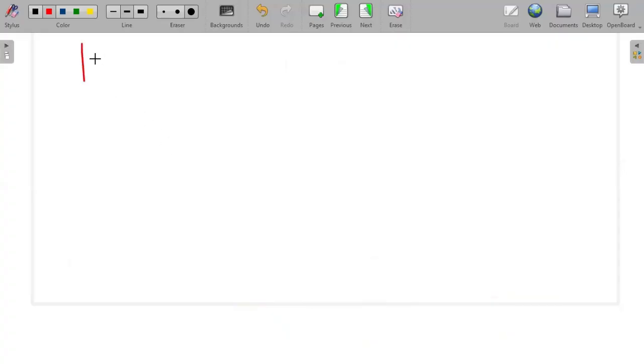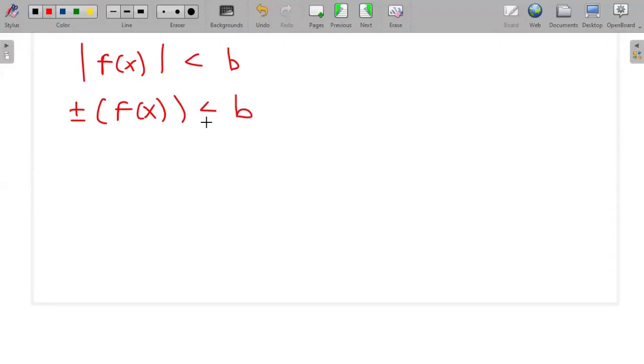So if, for example, we have the modulus of f of x less than b, how you should handle this should always be in this form. We know that the modulus here hides the negative. So these bars are the same as writing plus or minus f of x in brackets, less than b. This modulus simply means plus or minus the f of x that you have.